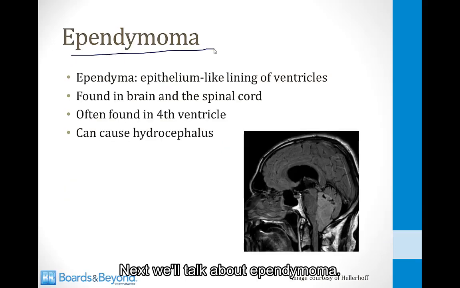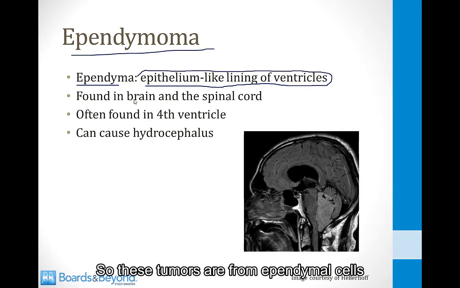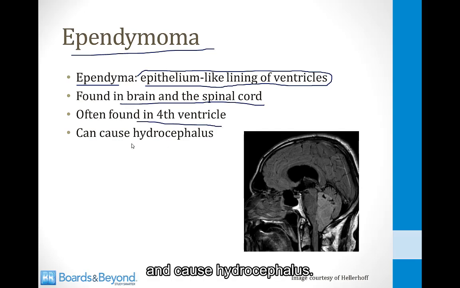Next, we'll talk about ependymomas. So recall that the ependyma is the epithelium-like lining of the ventricles of the brain. So these tumors are from ependymal cells, and they're found in the brain and the spinal cord. They often occur in the fourth ventricle and cause hydrocephalus.